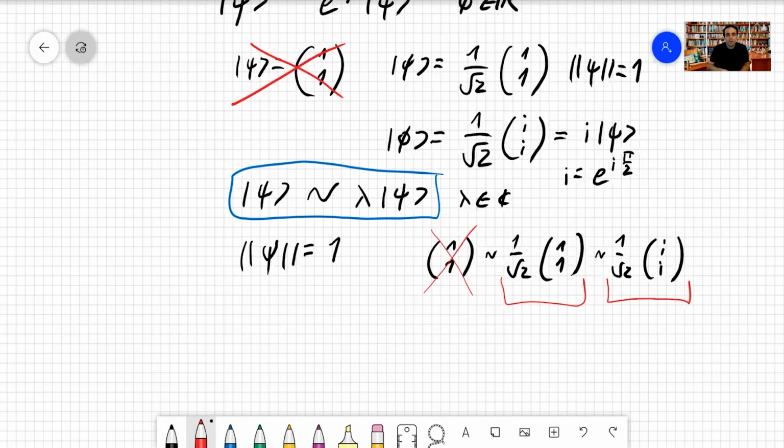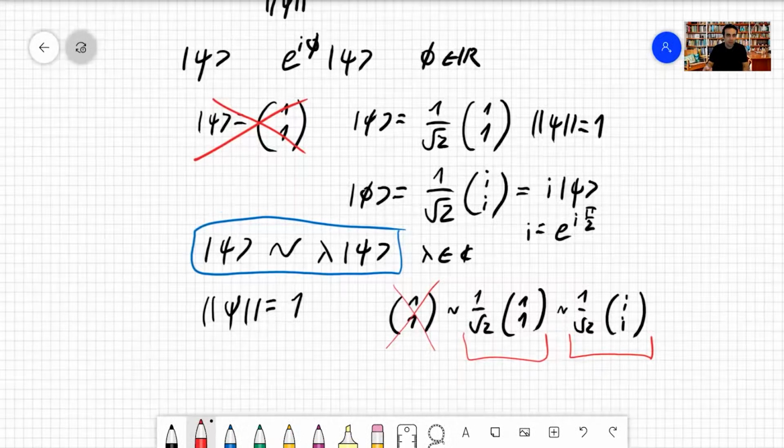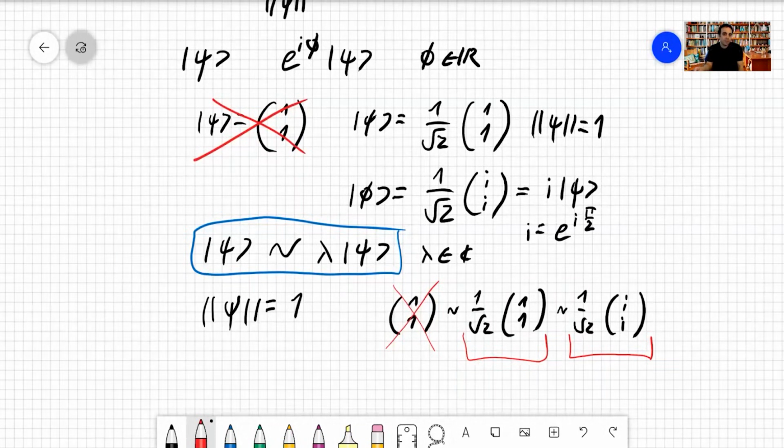Another question in the chat. I don't get why the i vector has the same state. So it's just that a state is a physical thing. And now the question is, what kind of mathematical quantity do I use to represent that physical thing in my theory? And it turns out in quantum theory that both of these vectors represent the same state. They're different mathematical quantities, but physically they both correspond to the same physical state.